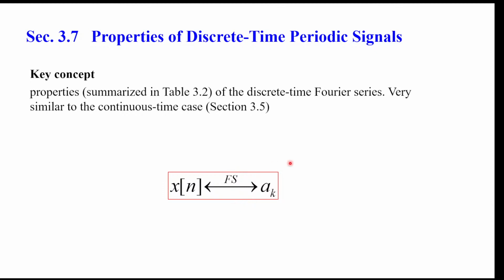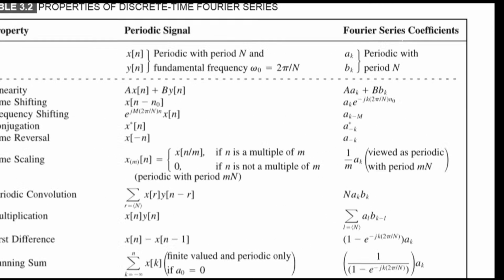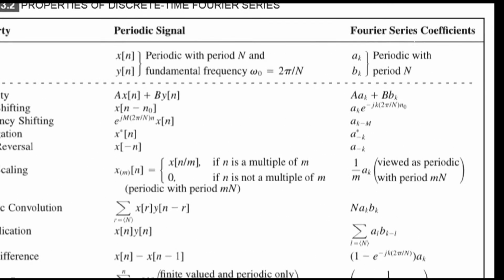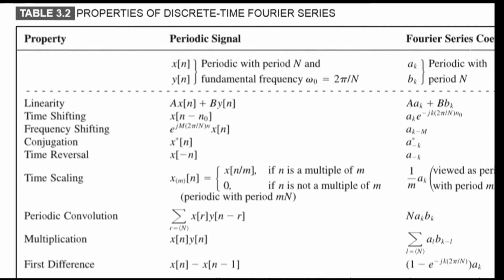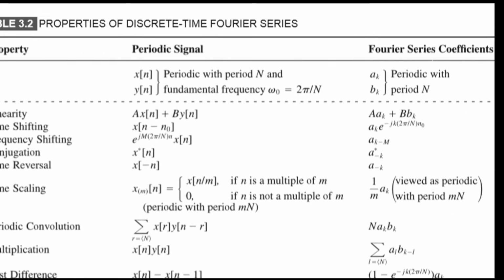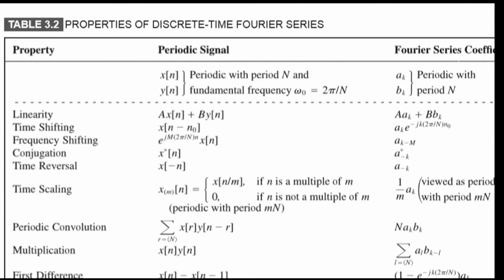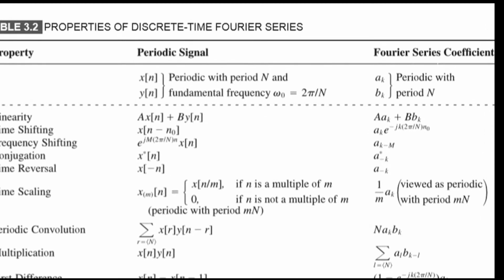So x[n] has Fourier series coefficients a_k, and we basically just give the results here, because most of the derivations and results are very similar to the continuous case. You can see the linearity is basically the same. So you have a x[n] plus b y[n], and the corresponding coefficient c_k will be a times a_k plus b times b_k. And time shift is a similar thing. You do a time shift on your signal, then you get this e to the minus j k omega_0 n_0 here, where n_0 is the shift.